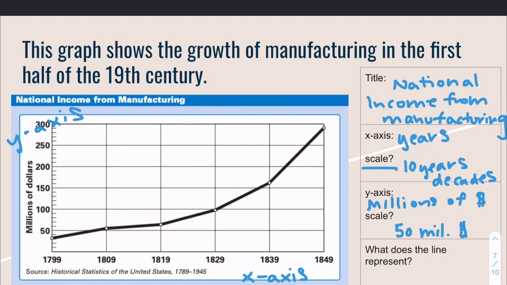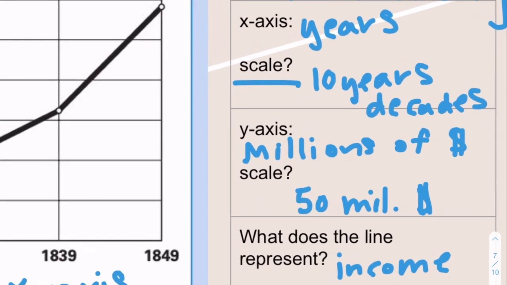And then lastly, what does the line represent? So what does the black line represent as it goes through and shows us change on this graph? That is going to be basically what the title tells us, the national income from manufacturing. Okay, so we can just write income from manufacturing. Can I make it? Oh, barely. There we go.